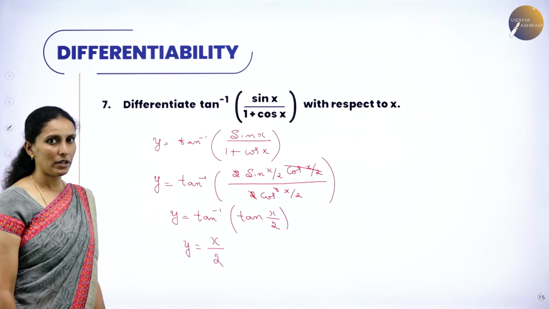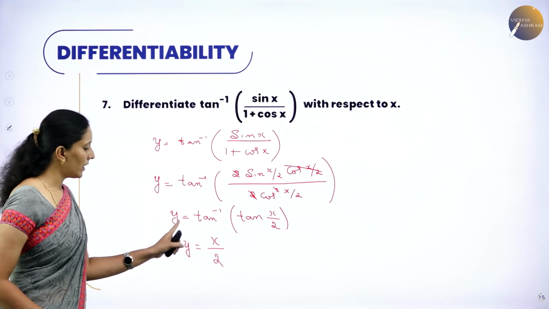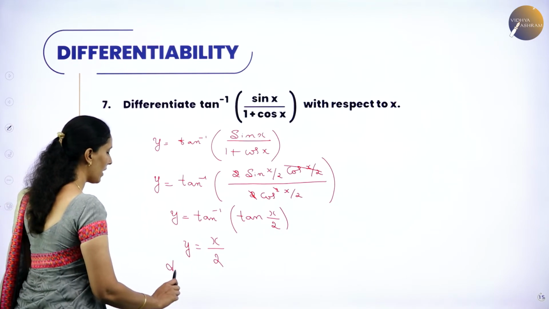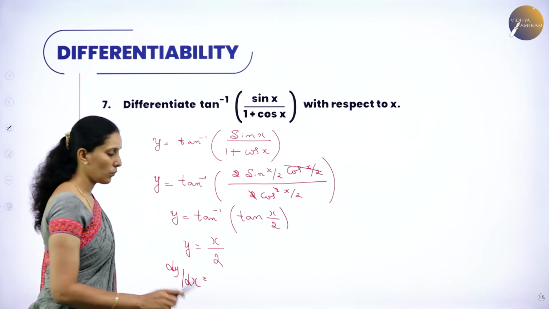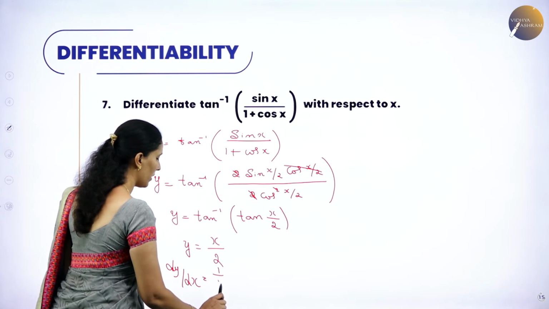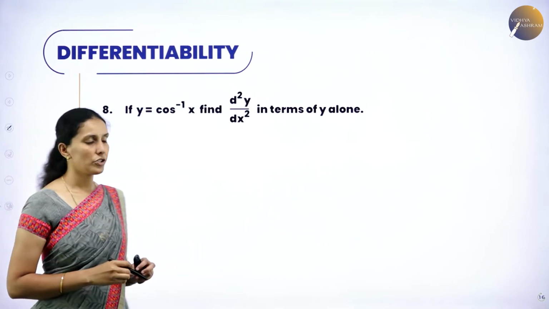Now let us differentiate it because it is simplified. So we have y is equal to x by 2. Derivative of y is dy by dx, and derivative of x is 1. So x by 2 becomes 1 by 2. This is the answer. Next question we have here.